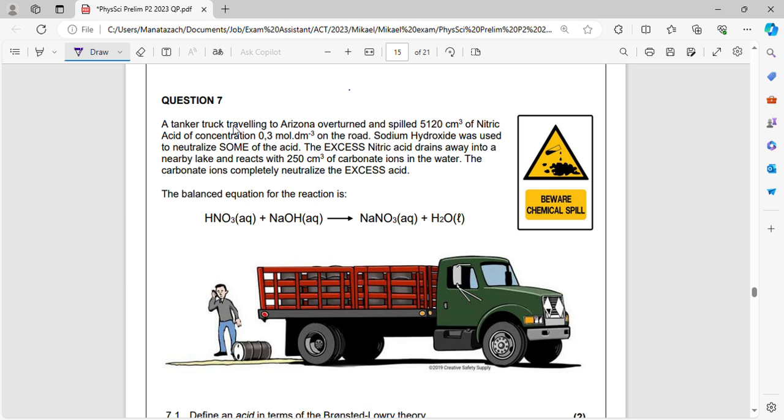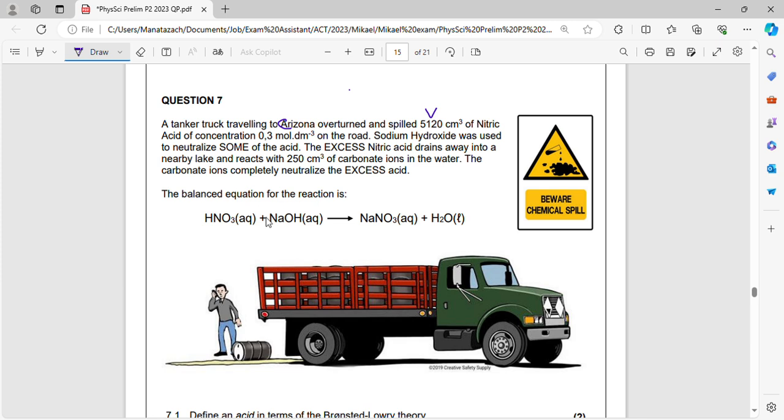A tanker truck traveling to Arizona overturned and spilled this volume of nitric acid with a concentration of 0.3 mol per dm cube. Sodium hydroxide was used to neutralize some of the acid, and the excess nitric acid drains away into the nearby lake and reacts with 250 cubic centimeters of the carbonate ion.